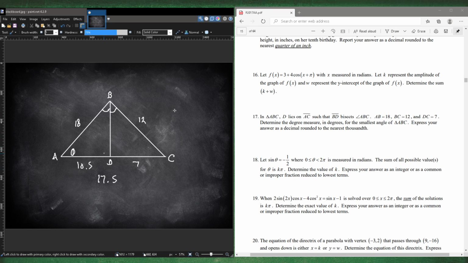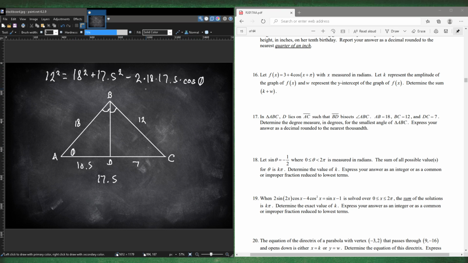Well, first, we have three side lengths, so we could use the law of cosine. So that gives us that 12 squared is equal to 18 squared plus 17.5 squared minus 2 times 18 times 17.5 times cosine of theta. So that's what we need to look for.